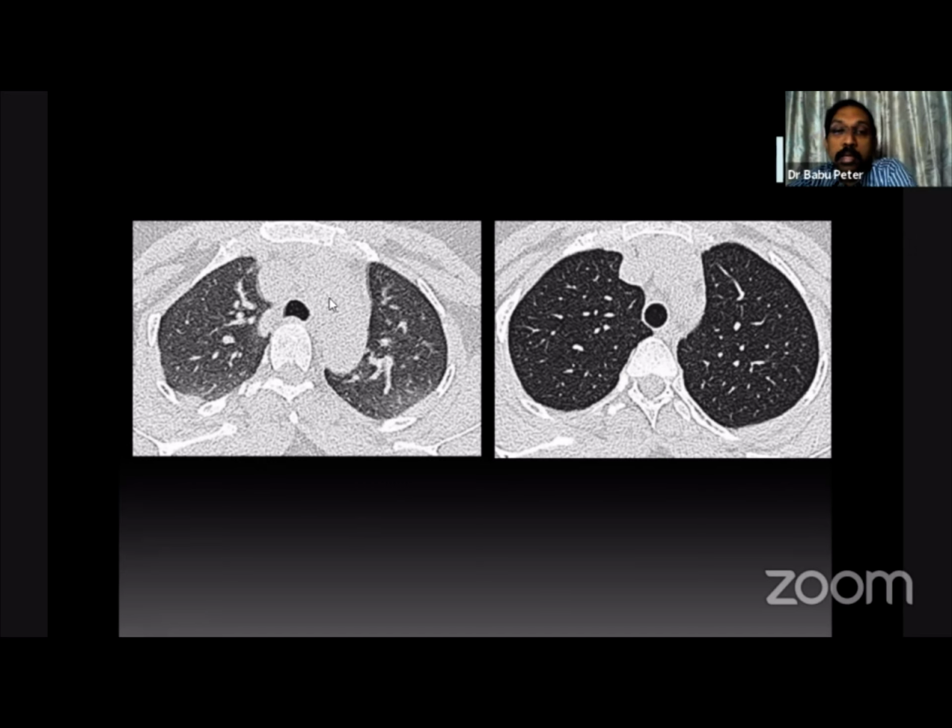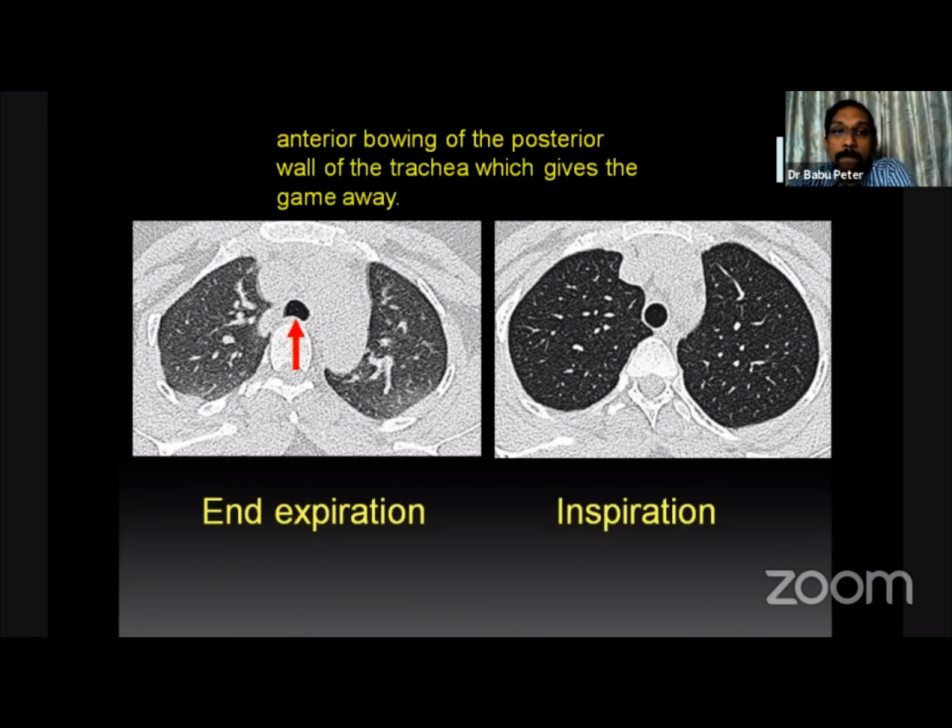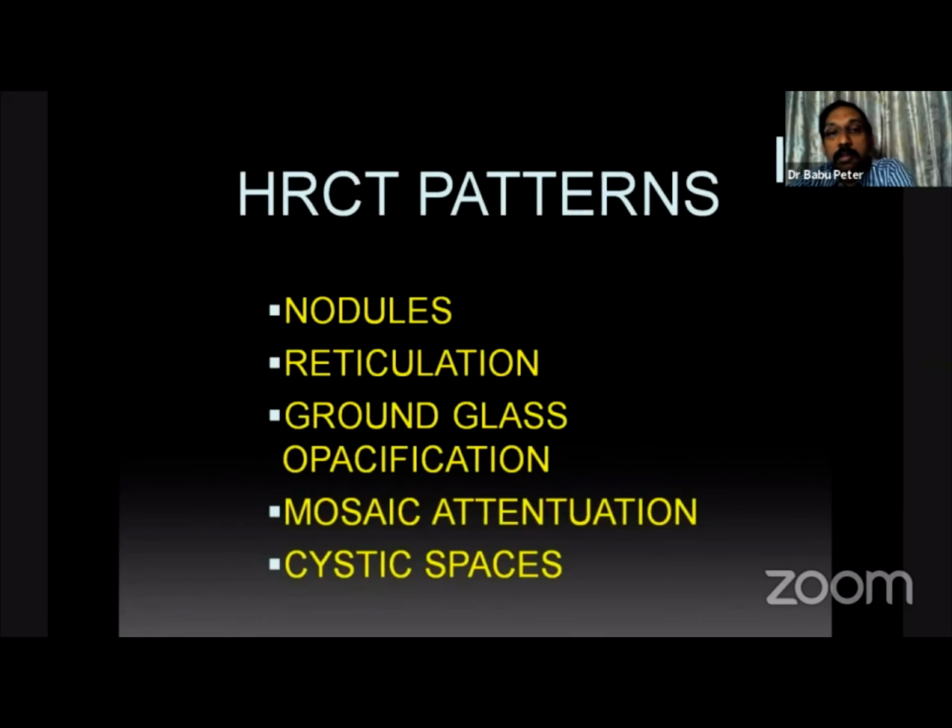Now this scan is taken in expiration. How do you recognize an expiratory scan? You look at the trachea. The posterior trachea is bowed anteriorly. So this is an expiratory scan where there is increased density. It is seen here, and this should not be confused with the ground glass appearance. So this anterior bowing of the posterior trachea is helpful in identifying this.